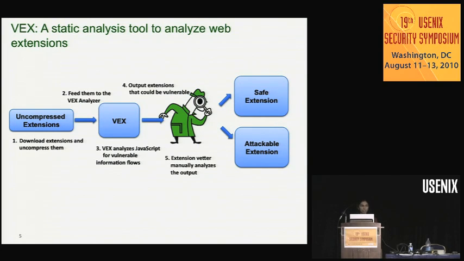To further enhance this editor review process, we developed a tool called VEX, which is a static analysis tool to analyze the web extensions for vulnerabilities. These vulnerabilities are characterized in our tool as explicit information flows. Given a set of extensions, VEX checks them for the presence of certain explicit information flows, and outputs only those extensions which it thinks have those particular flows. The extension vetter then has to manually analyze these extensions to check if they are attackable or not.